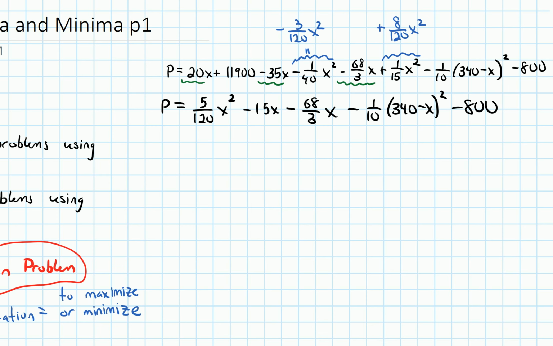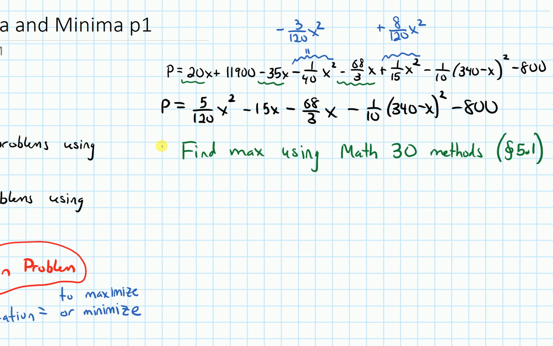Recall that if I want to find the max of a function like this, now in terms of one variable, we can do that using methods from the previous calc class. For us, that was Math 30, using Math 30 methods for finding maxes and mins. In our textbook, that was in section 5.1. So this point is actually a bit of a review from Math 30. The first thing that we'd need to do at this point, now that we have our function set up in terms of one variable, is find the critical points. That involves taking the derivative.